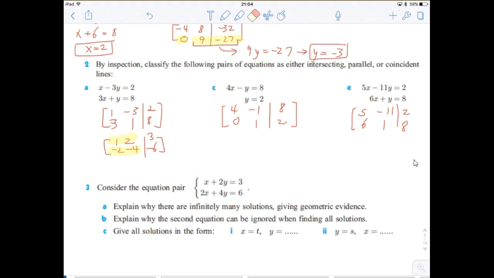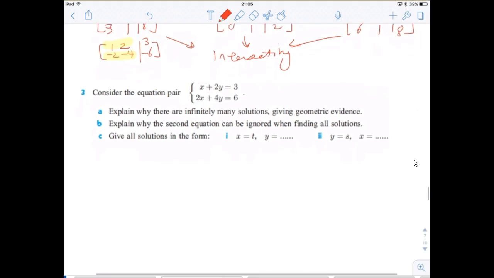Okay, so here, do we have any that are proportional like this? Looking at these three, no, none of them are proportional. Okay, so none of these are parallel. And if none of them are parallel, they're definitely not coincident. Okay, so all these are simply intersecting. All three of these are intersecting, because there's no other choice. For a two-dimensional system, there's either intersecting, parallel, or coincident. And if they're not parallel or coincident, they have to be intersecting. Okay? Let's go to number 3.